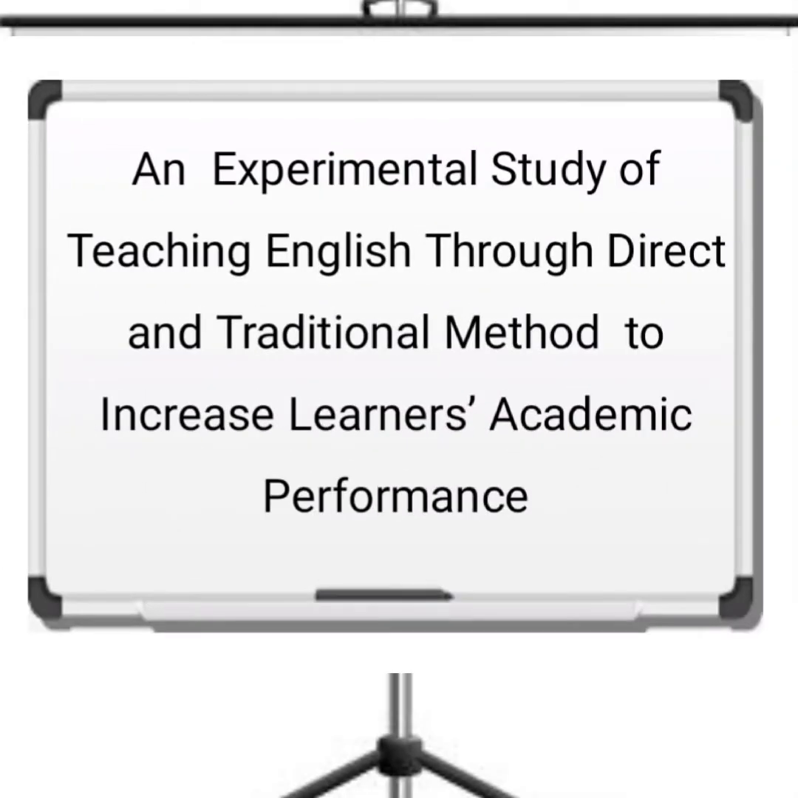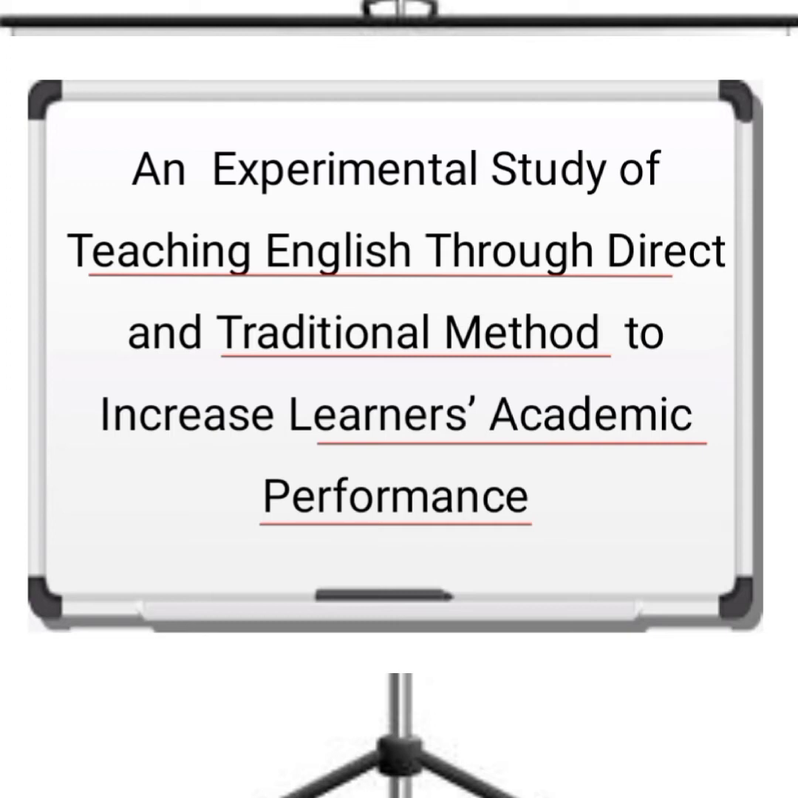And here are some examples of the dependent variables and independent variables. Okay, example number 1. An experimental study of teaching English through direct and traditional method to increase learners' academic performance. So we have 3 variables there, which is the teaching English through direct and teaching English traditional method and the learner's academic performance. Now, what do you think is the dependent variable there? So, the dependent variable there is the learner's academic performance because learner's academic performance depends on the teaching English through direct and teaching English through traditional methods.